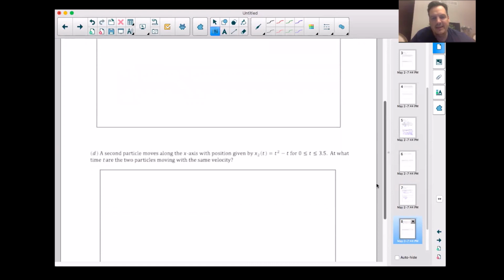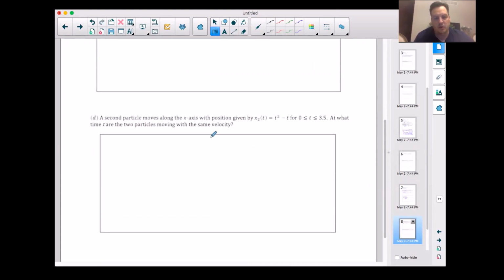And then the very end of this problem says a second particle, now they introduce another particle, we'll call this x sub 2. Notice this equation is not the velocity, but it is the position, right? So the first equation they gave us was the velocity of some particle, and now they've given us the position of a particle, and they want to know when they are moving with the same velocity. And so if this is our x sub 2, the velocity of that particle, we're talking about velocity here, the velocity of this new particle is just the derivative, right?